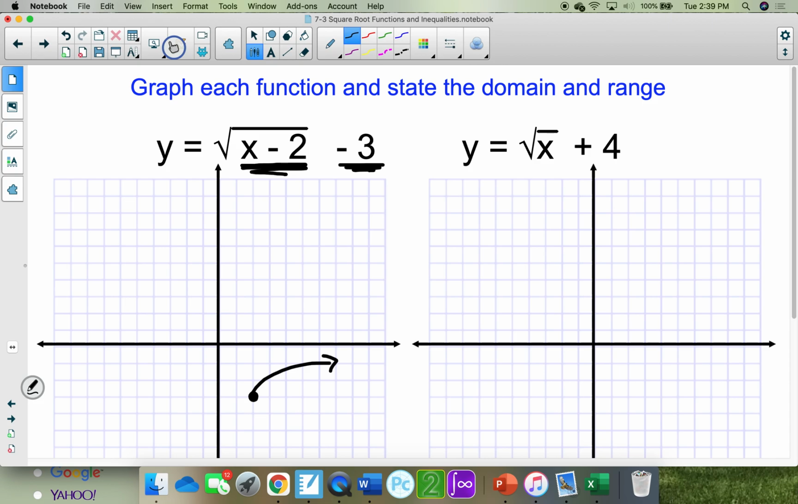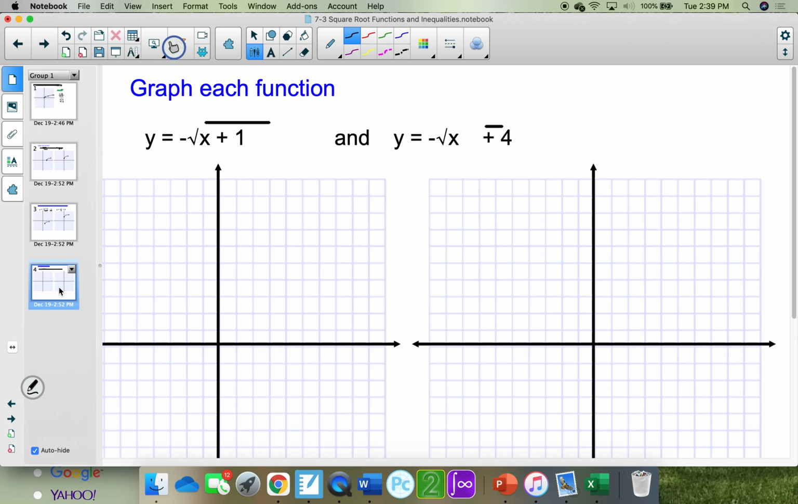I don't want you making a swoosh like this. That looks like a hook for fishing. It needs to gradually get bigger like this. So make sure you're making swooshes right. Okay, this one. Notice where the 4 is. It's located outside of the square root. So it's not going to move it side to side. It's going to move it up 4. And make yourself a swoosh.